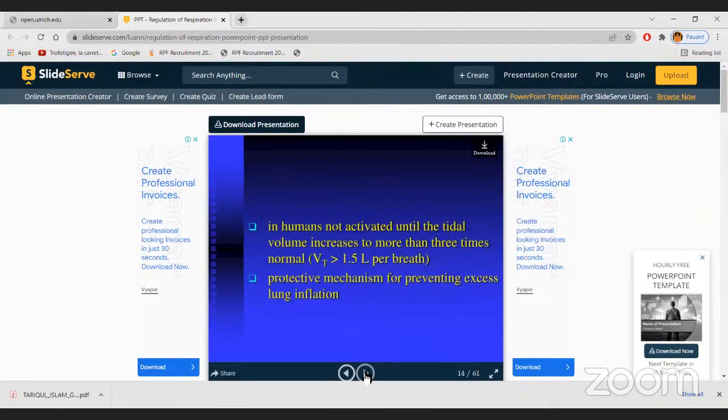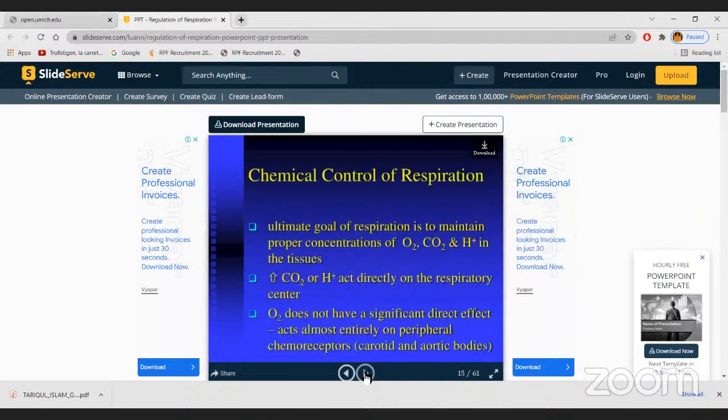In humans, it is not activated until the tidal volume increases to more than 3 times normal. This value is VT greater than 1.5 liters per breath. It is a protective mechanism for preventing excessive lung inflation.